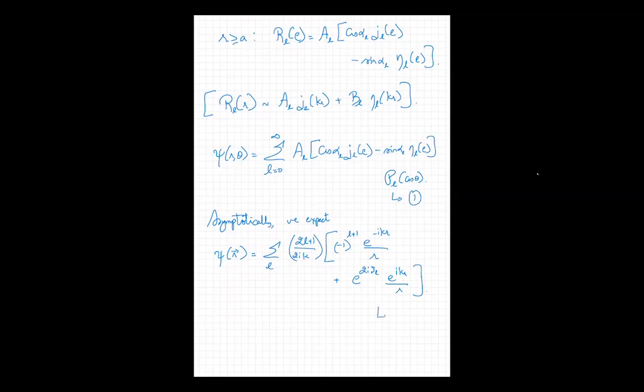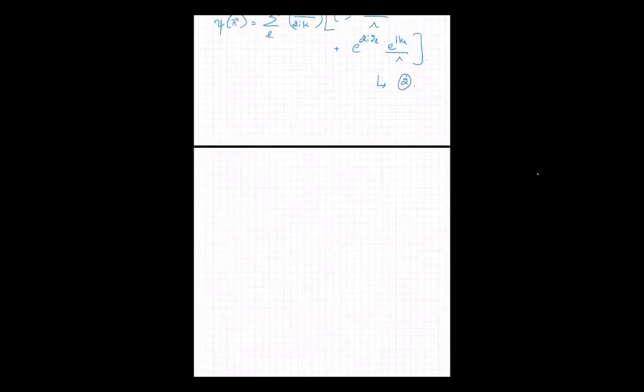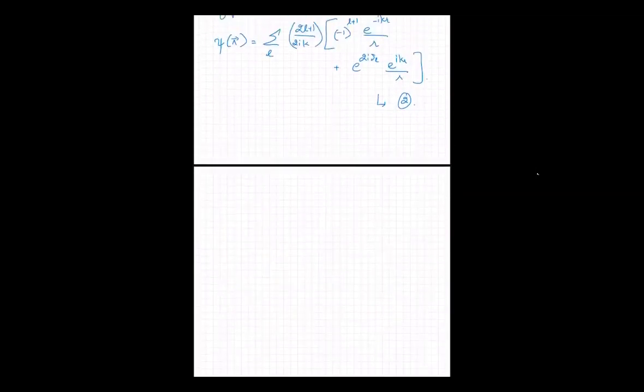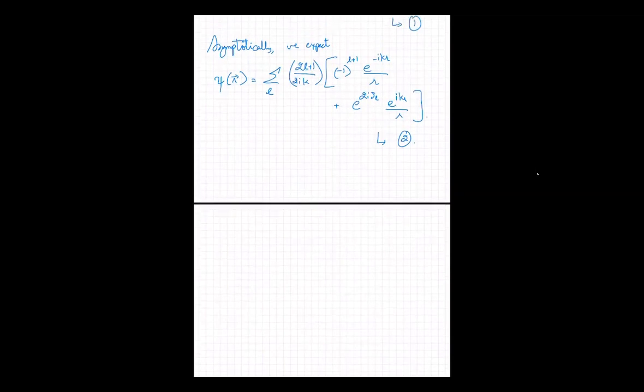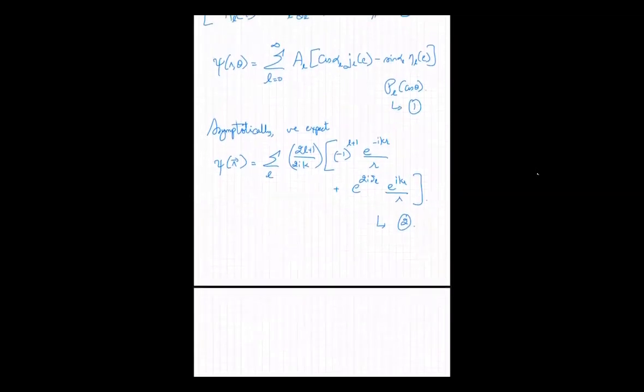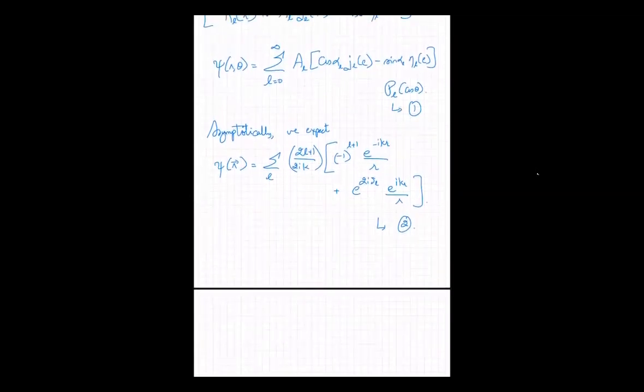So this we'll call equation 2. Now take the asymptotic limit of equation 1. This is our general understanding of scattering: if I look at regions very far away from the scattering center, my wave function for whatever scattering I'm doing should look like equation 2. Now, for this specific case of hard sphere scattering, our solutions turn out to be equation 1.